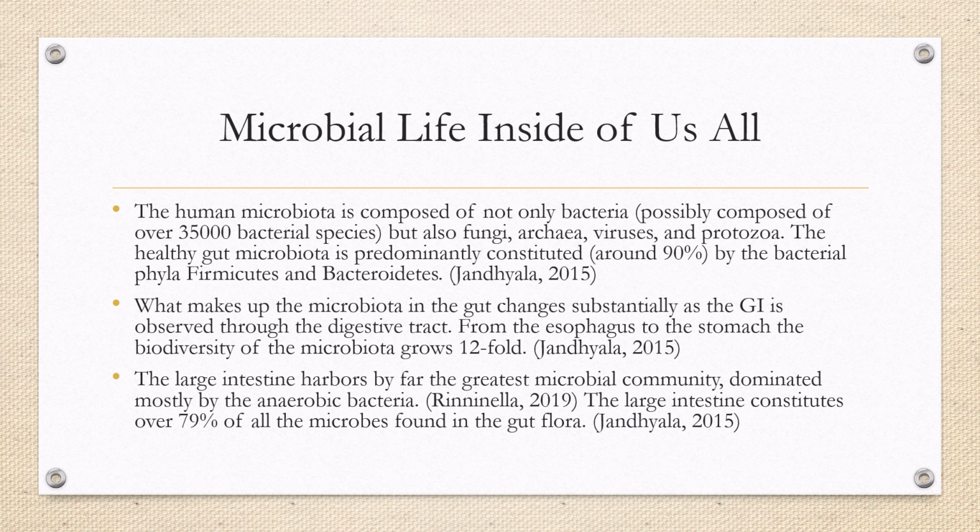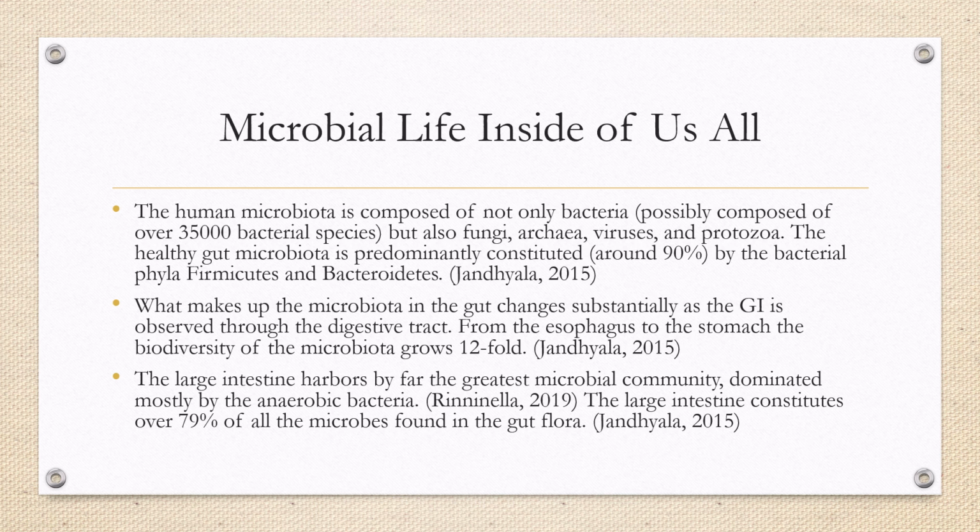Microbial life inside of us all. The human microbiota is composed of not only bacteria, possibly over 35,000 bacterial species, but also fungi, archaea, viruses, and protozoa. The healthy gut microbiota is predominantly constituted, around 90%, by these two bacterial phyla, the Firmicutes and the Bacteroides. What makes up the microbiota in the gut changes substantially as the GI is observed throughout the digestive tract. From the esophagus to the stomach, the biodiversity of the microbiota grows 12-fold.